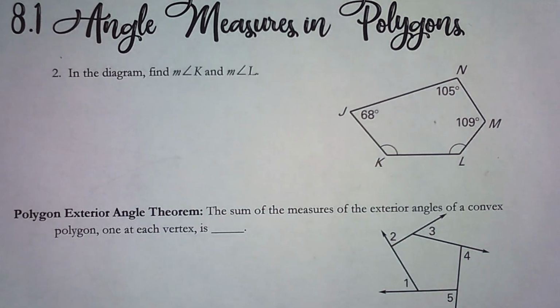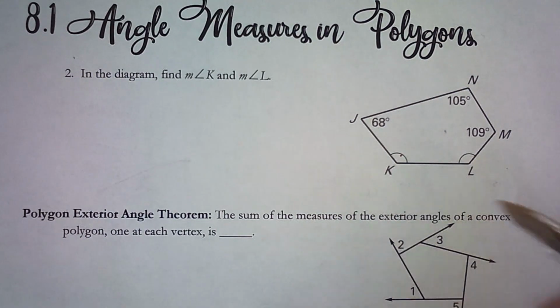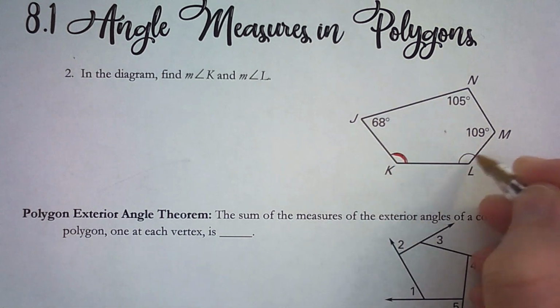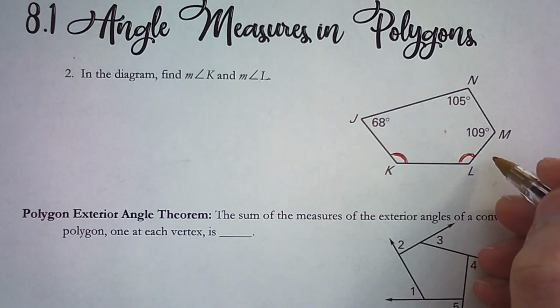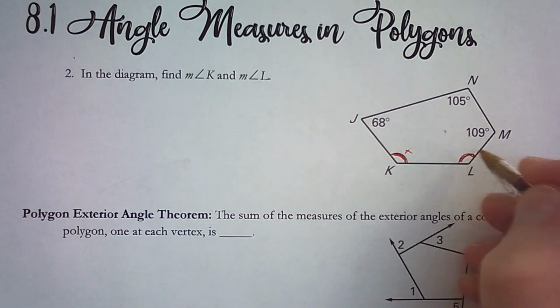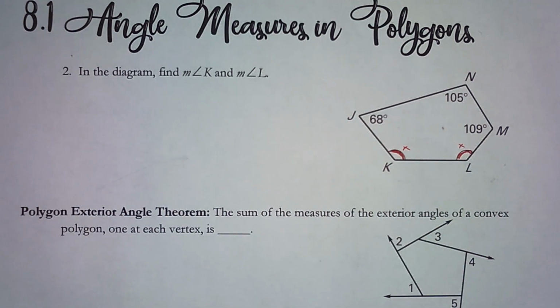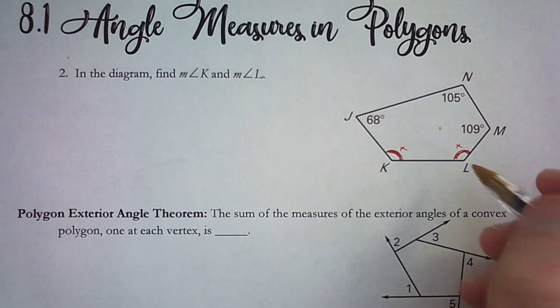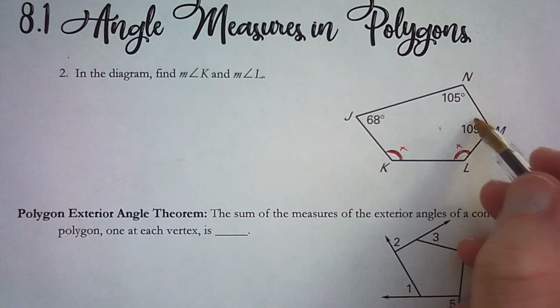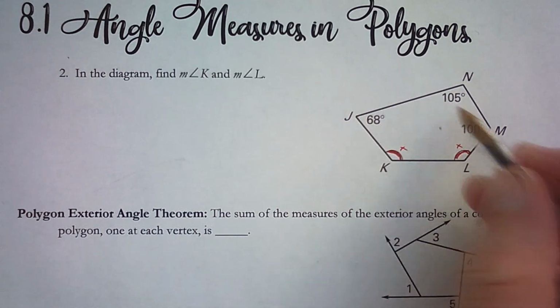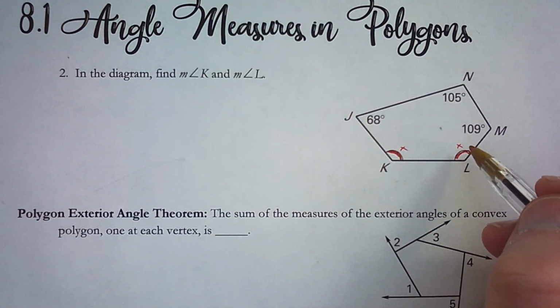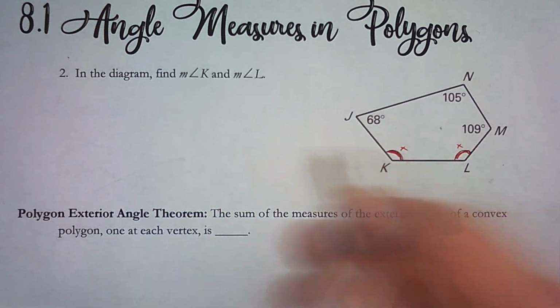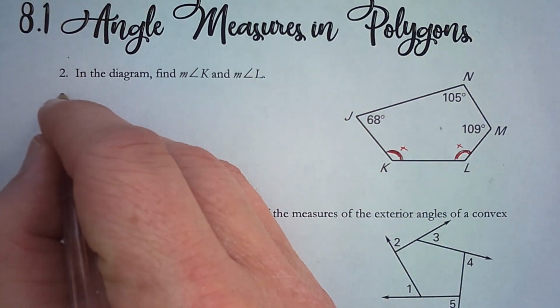Okay, now in this diagram, we want to find the measures of angles K and L, and these arcs actually tell me that K and L have the same measure. So I'm just going to call them both x. Okay, so if I combine all of these 5 angles, well, first I need to know how many degrees that should be total. So here's how I find that out.